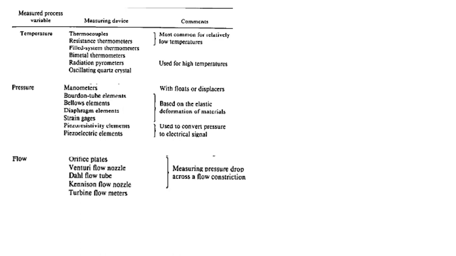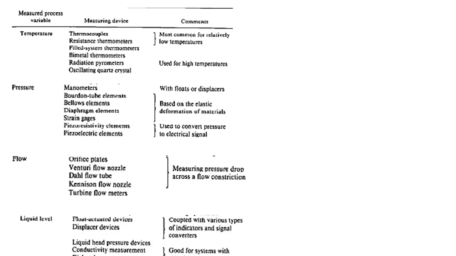Then there are flow meters. Flow variables can be measured using orifice meters, venturi meters, flow nozzles, Dall flow tubes, Kennison flow nozzles, and turbine flow meters. Now liquid levels can be measured by float actuated devices, displacer devices, and liquid head pressure systems like the differential pressure cell, which I've shown in your previous example. Conductivity measurements, dielectric measurements, and sonic resonance can be used to measure the liquid level if there are heterogeneous systems.